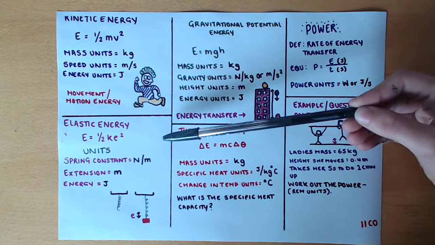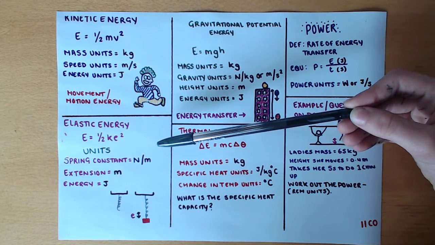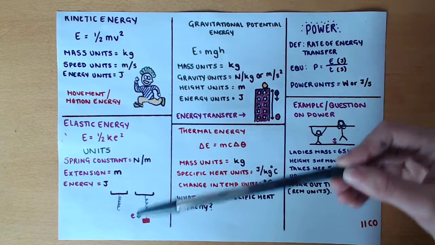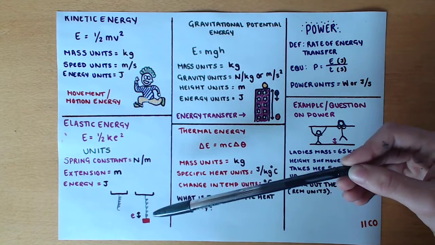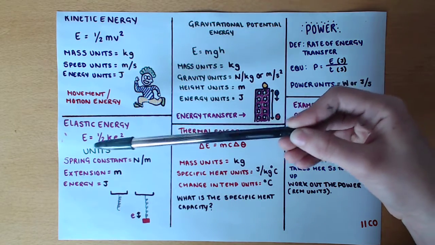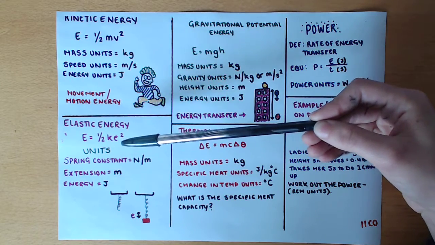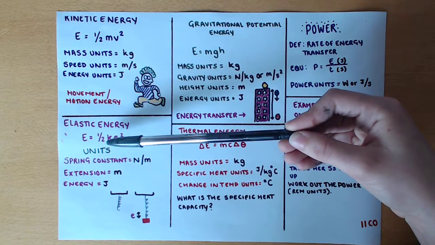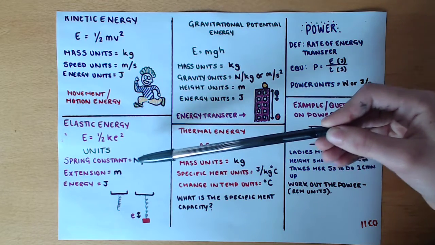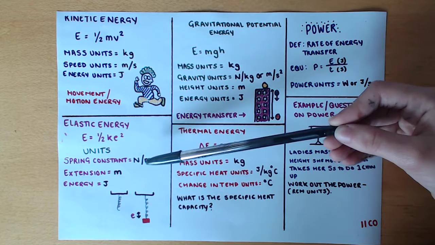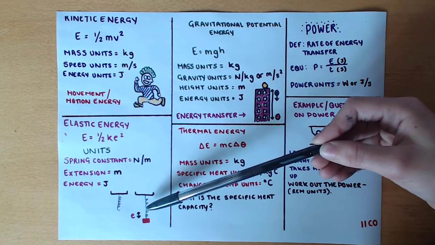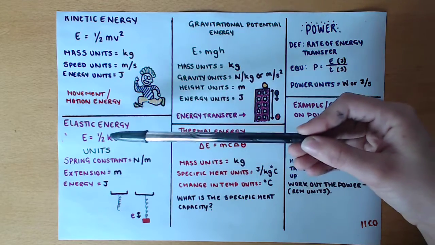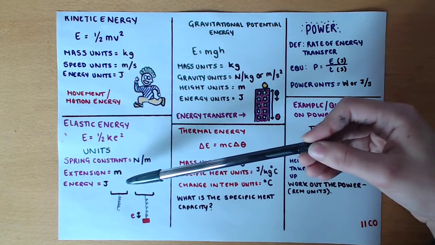Okay, let's move on to elastic energy. Elastic energy is energy due to compression and stretching. So you'll more likely see it with springs and elastic bands. Now, elastic energy has this equation, E is equal to a half ke squared. Now k is the spring constant, and this has units newtons per meter. Now the spring constant is fundamental to the material itself. It depends material to material. Okay, e is the extension, and that's measured in meters.